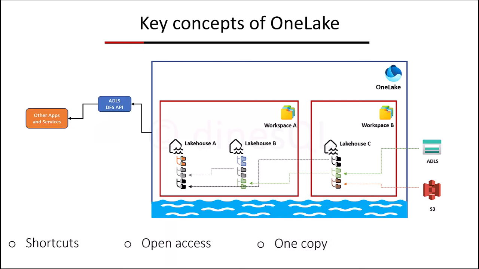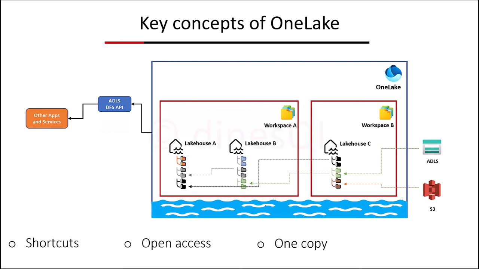Next concept is one copy. This is all about maintaining a single copy for all the processes. Now, if you think about the way we have been implementing things with Synapse, we have to maintain a separate dataset for the dedicated SQL pool. That's for the data warehousing. We might have to maintain the same dataset, but in a different container, let's say the data lake, for some other purposes, for a different application. All right. So it's not going to be a single copy. We have to maintain duplicates.